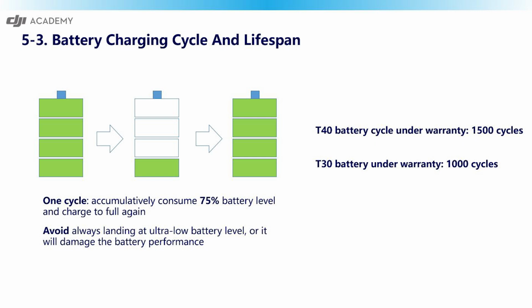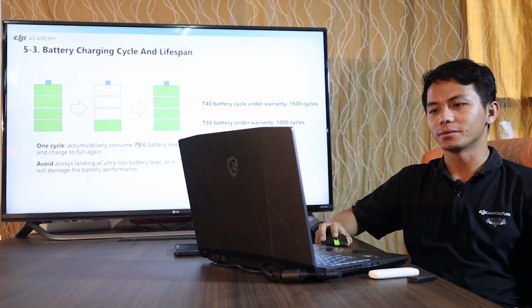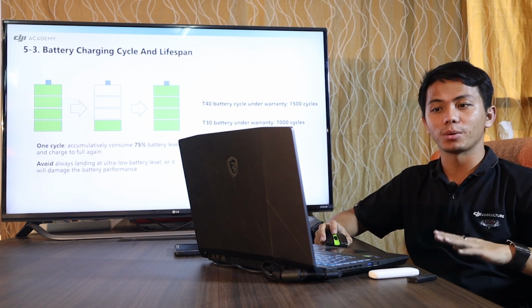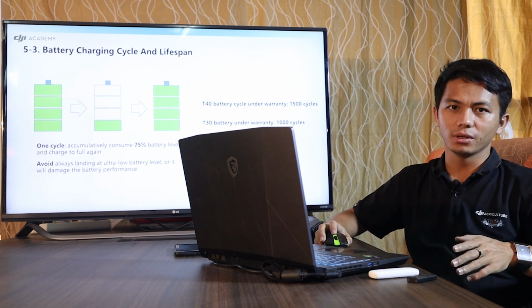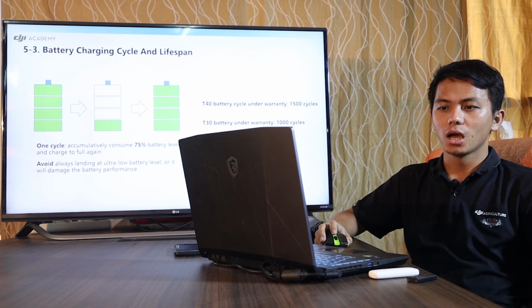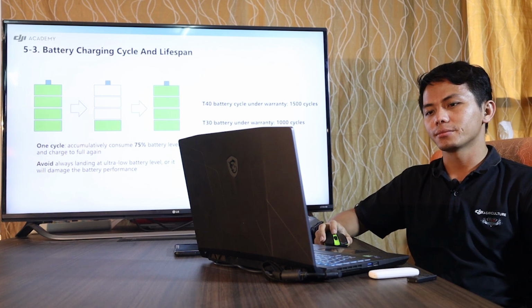T30 batteries can be used for 1000 charging cycles. T40 battery can be used for 1500 charging cycles. Note, one cycle means 75%. So please try to land before your battery level reaches 25%. Good practice should be adopted.